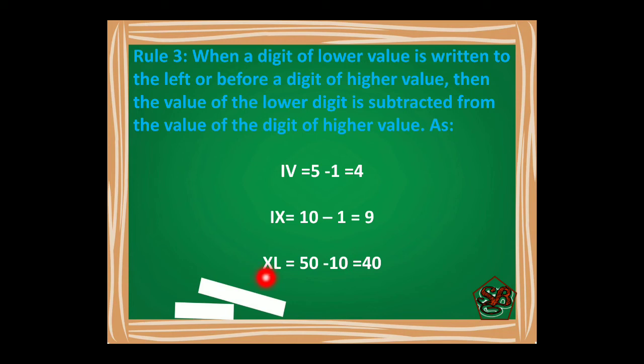Next example, X and L. L stands for 50 and X stands for 10. 50 is bigger and towards the left hand side we have the smaller number, that is 10. So we will subtract. So 50 minus 10 is 40. So XL will make 40.